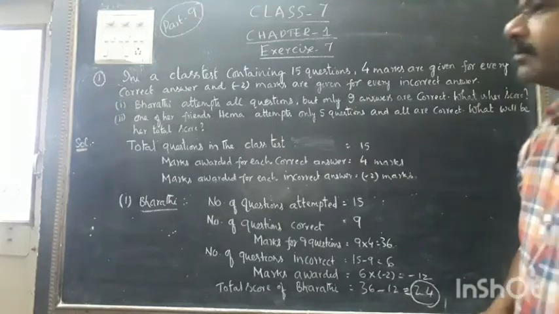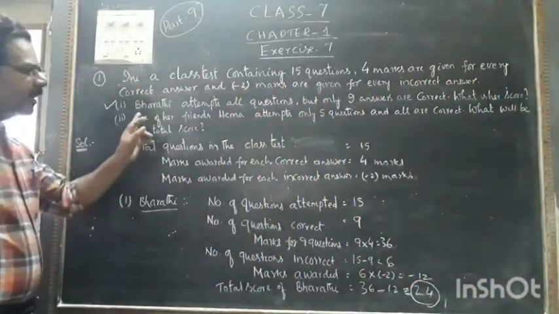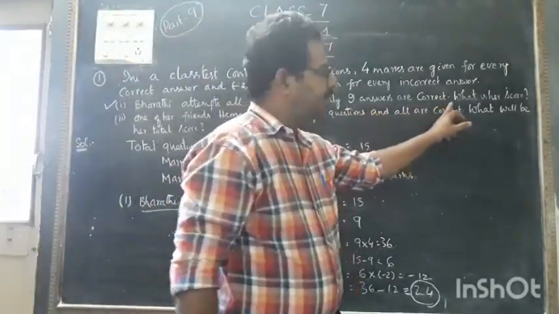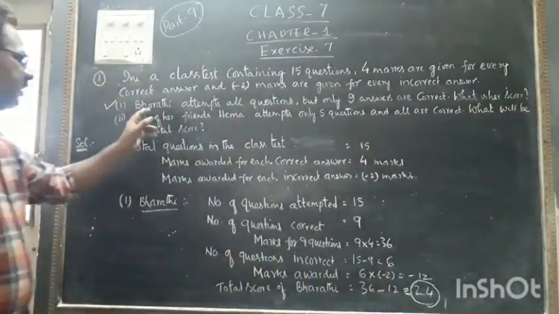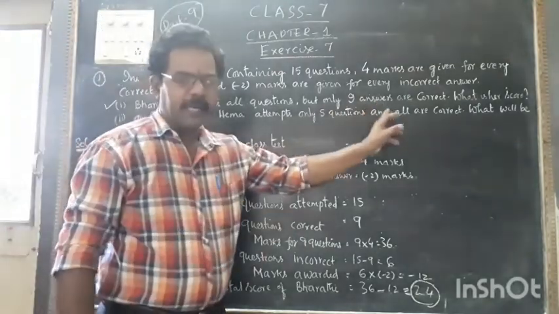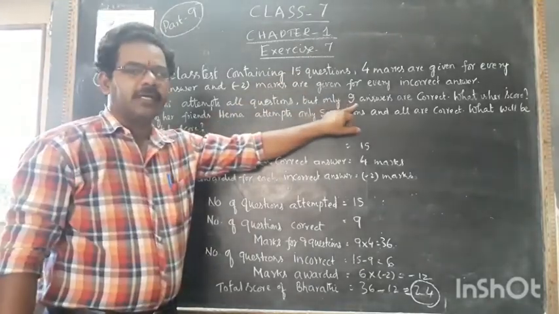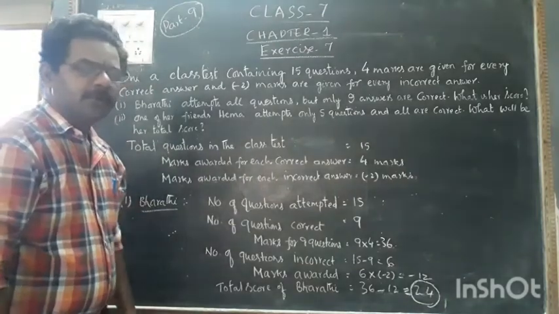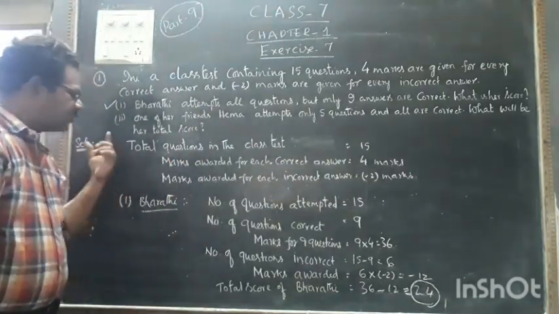From that data, the first question they have given: Bharati attempts all questions but only 9 answers are correct. What is her score? Bharati, a student, attempted all questions but only 9 were correct. That means out of 15 questions, she got 9 correct answers and the remaining 6 questions wrong. So what is her score? That we have to find out for this solution.